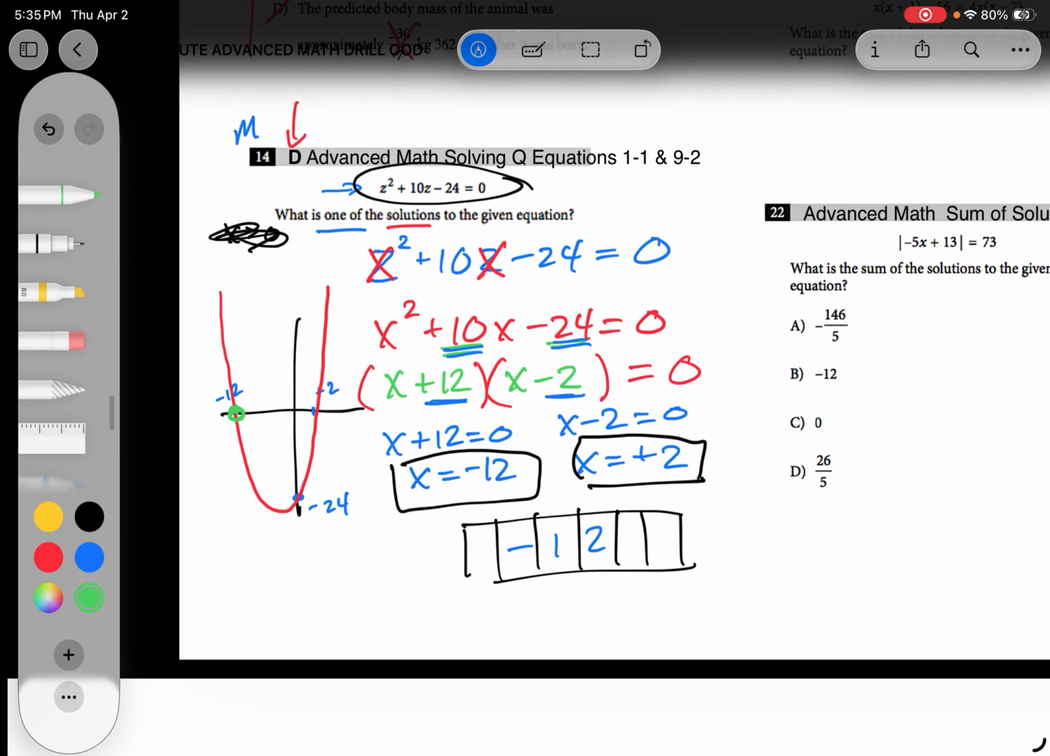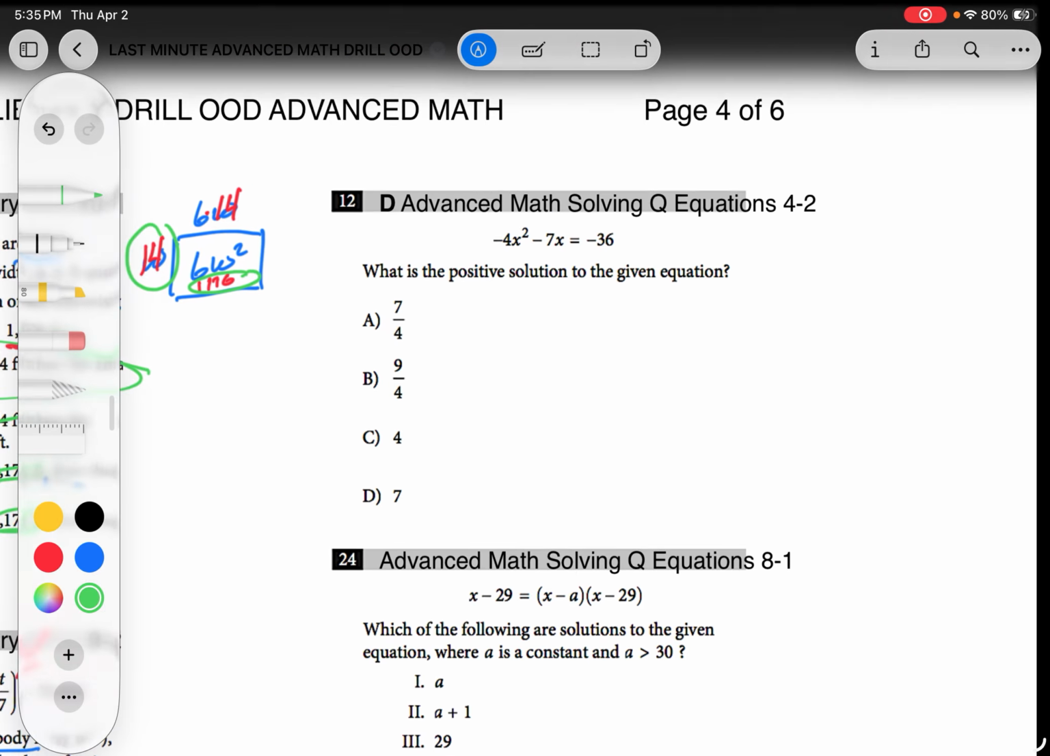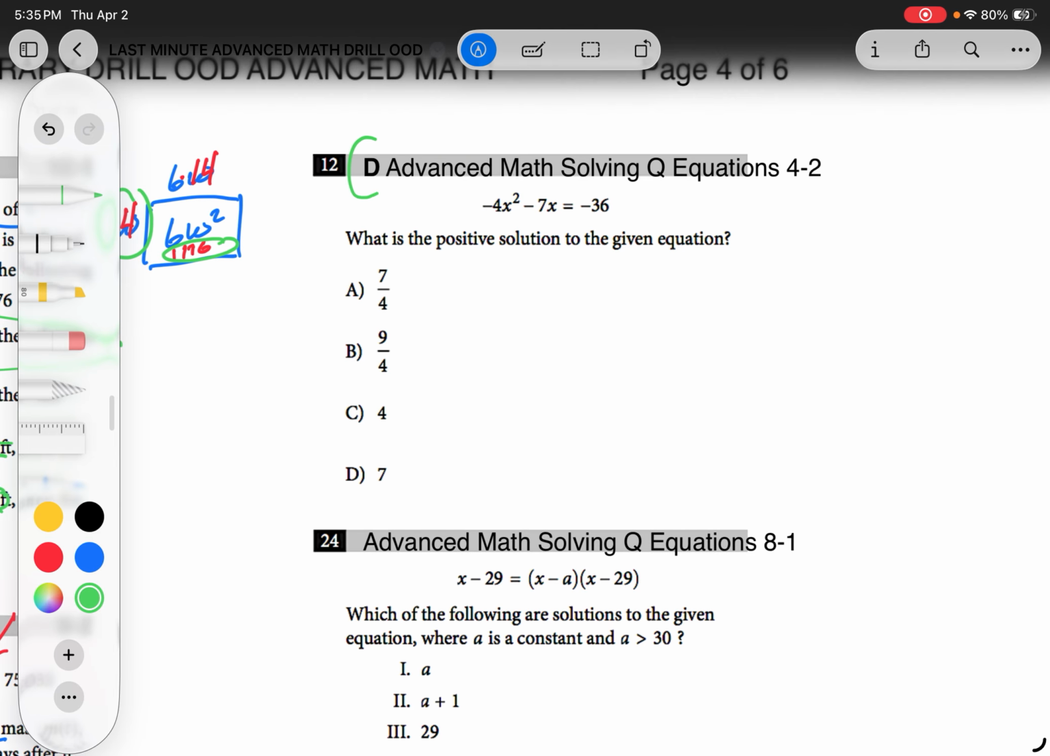So you got to zero in on here also, and figure out what are your x-intercepts. And it would be negative 12 and a positive 2. All right, next question. Oh, this is also a Desmos question, in case you're wondering. I would plug that into Desmos. It's going to give me my parabola and my x-intercepts, like the previous question. I've got my answers. All right, let's take a look.